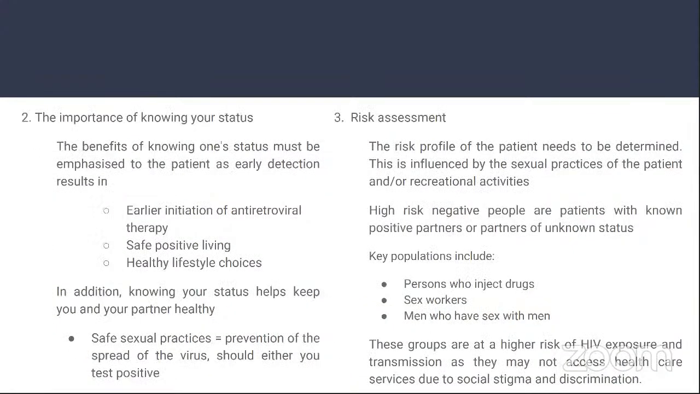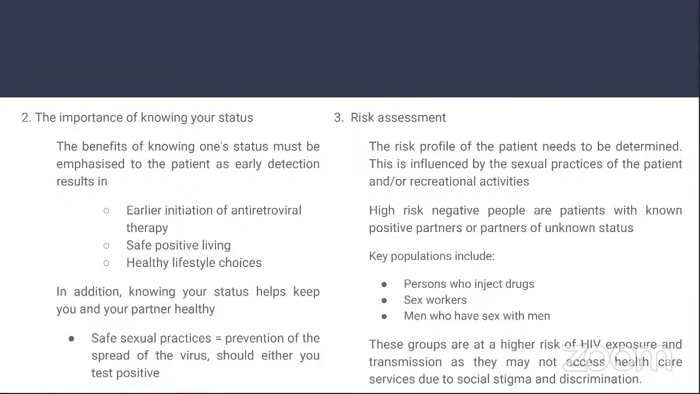So to summarize why it's important for patients to know their status, the benefits must be emphasized to the patient because early detection results in earlier initiation of ARVs. They can start safe, positive living and have healthy lifestyle choices. Also, emphasize that knowing your status keeps both you and your partner healthy and safe because you can choose safer sexual practices.